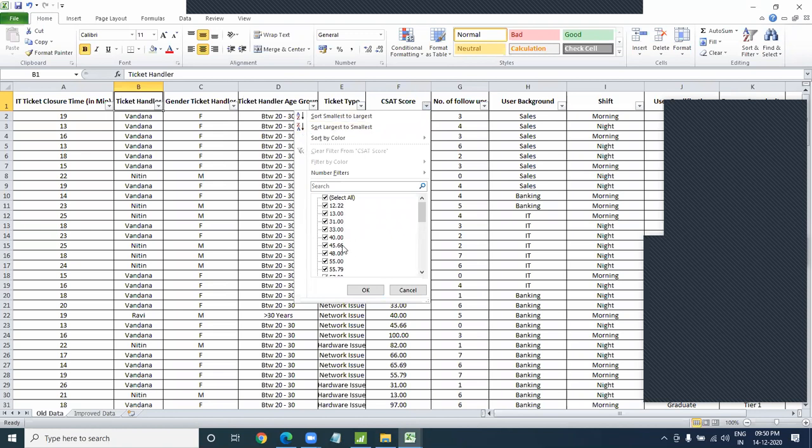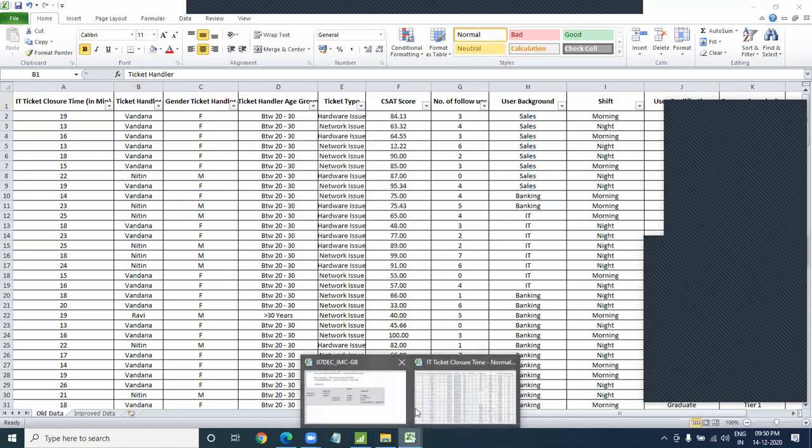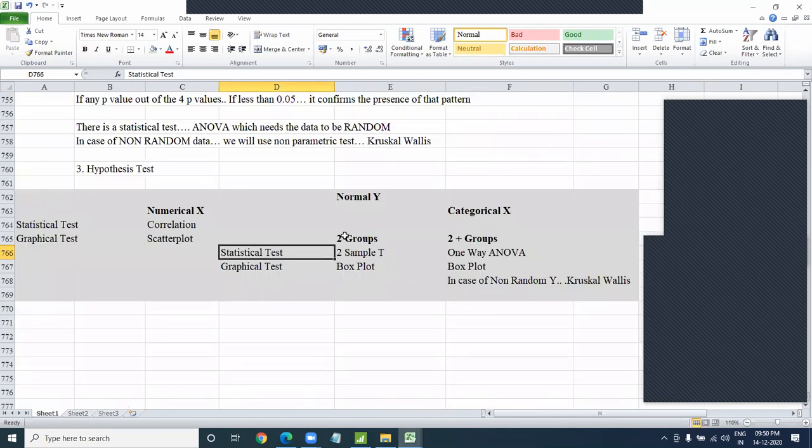This is all numbers, which will be all numerical X. Numerical X will be correlation test. So depending on the data type, we'll have to understand which test needs to be performed out of this list. If it's 2 groups, 2 sample T. If it's more than 2, ANOVA. If it's a numerical X, then a correlation test. I hope that's clear, and we can start with the testing. Everyone is okay with that?